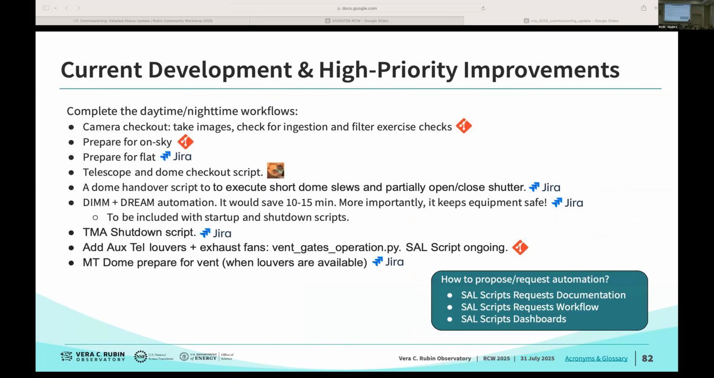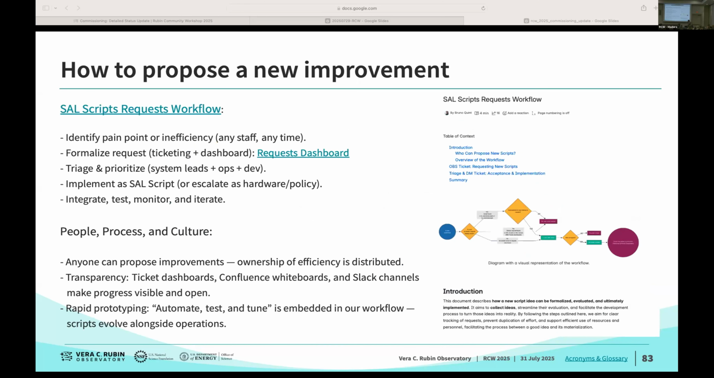And also anyone in the team can propose a new improvement. If you see something that's blocking us, a pain point, we have a workflow, we have documentation for this. We can check our workflow, identify the inefficiency or pain point, and formalize the request with a ticket. Someone will do the triage, we'll make a prioritization, and we'll implement a script, or maybe escalate as a hardware improvement for the engineering team or a policy that the G6 leads need to confirm that we are good to do. So anyone can propose, so ownership of the efficiency is distributed. It's transparent because you can check the status, what is existing, what is not there.